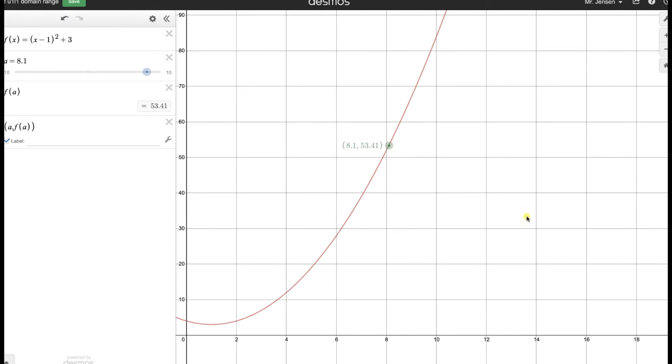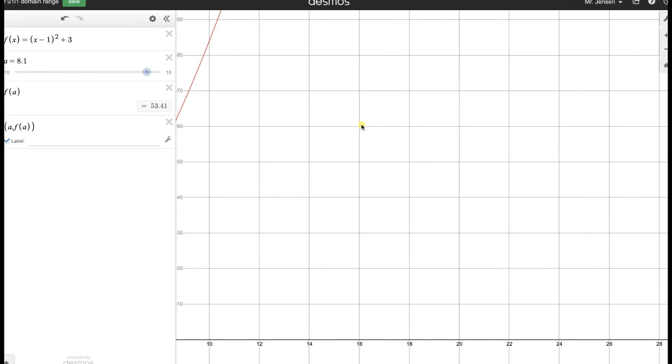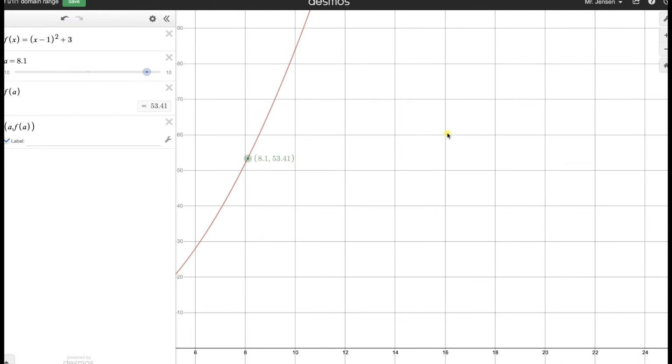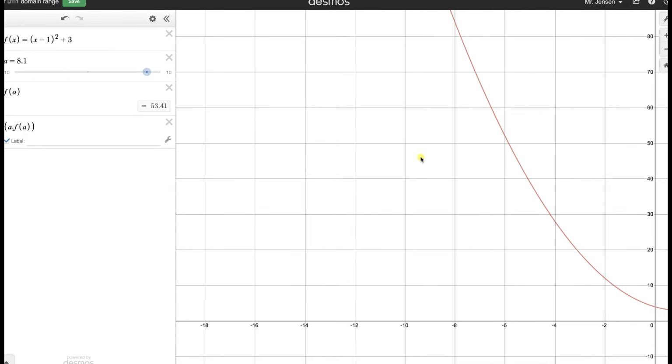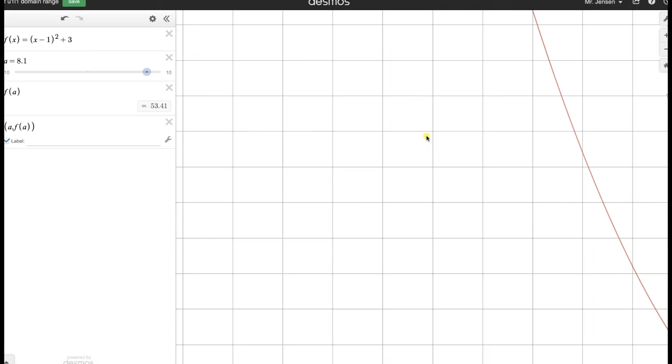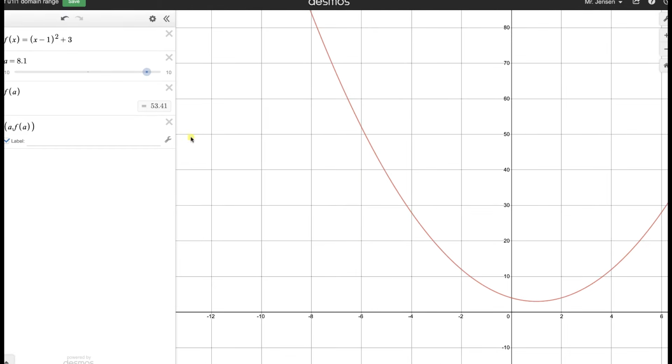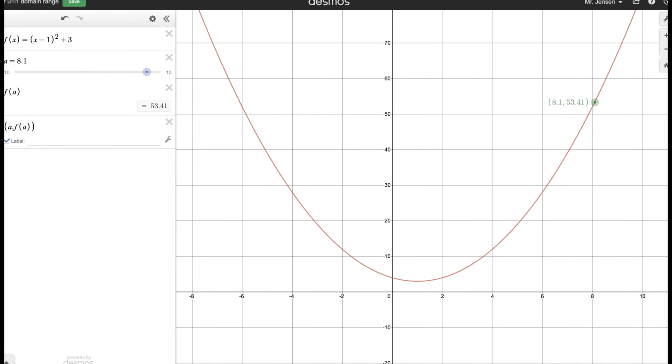It goes forever to the right. Like if I keep moving right, this function's still going to be there. And if I keep moving left, this function is still going to be there as well. I may have to look up high, but it's still going to be there. Plug anything you want in for x, you'll get a value for y.